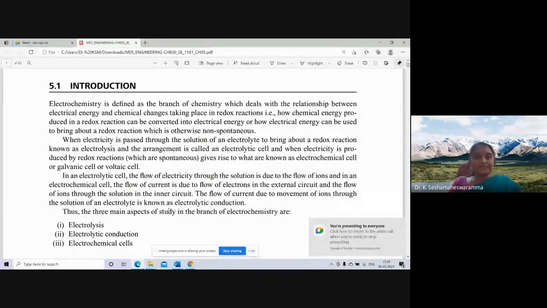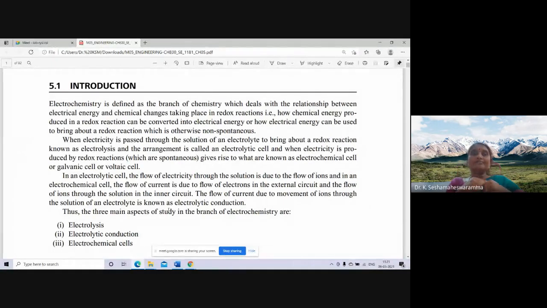Electrochemistry is the branch of chemistry which deals with the relationship between electrical energy and chemical changes. During electrical energy, what are the chemical changes taking place in redox reactions? What is meant by redox reactions? Redox reactions are reactions in which, within the same reaction, both oxidation and reduction take place.